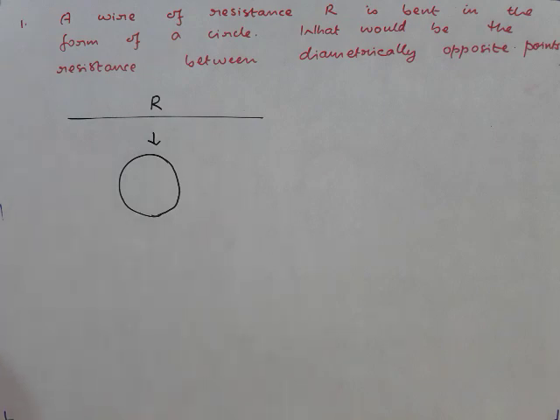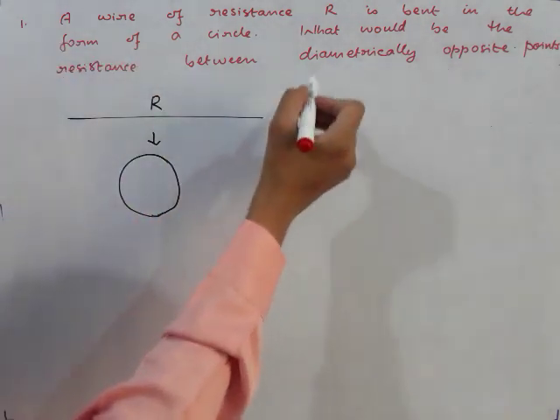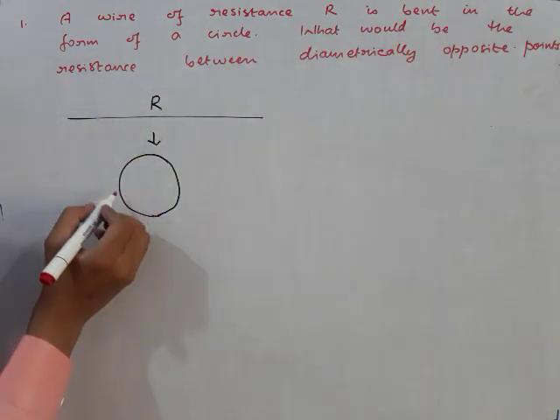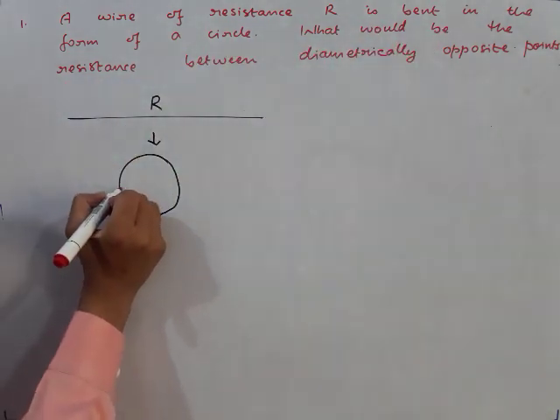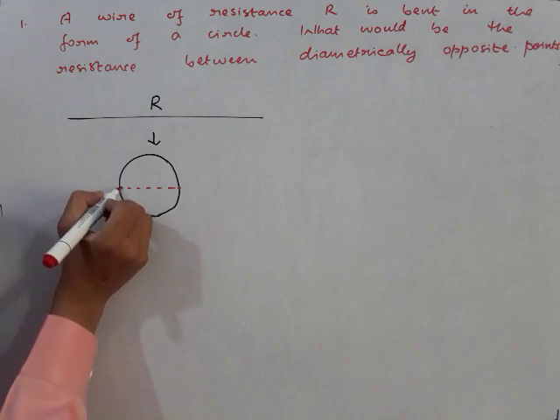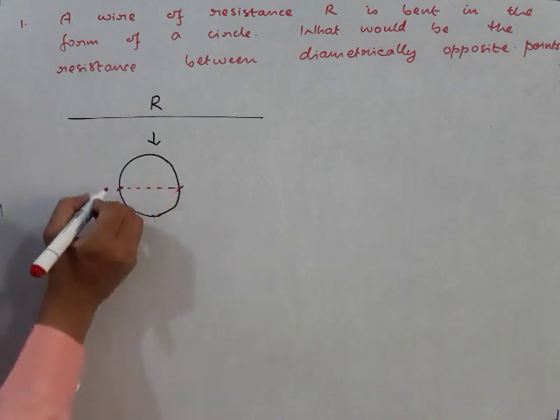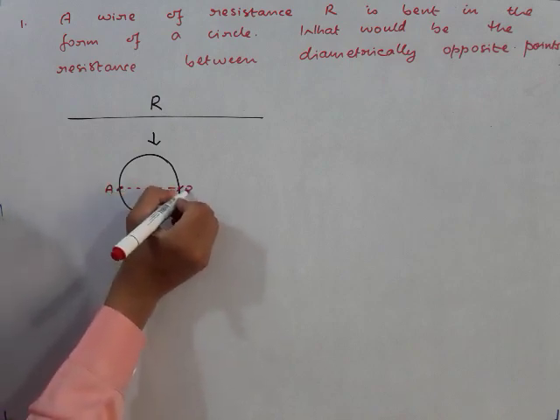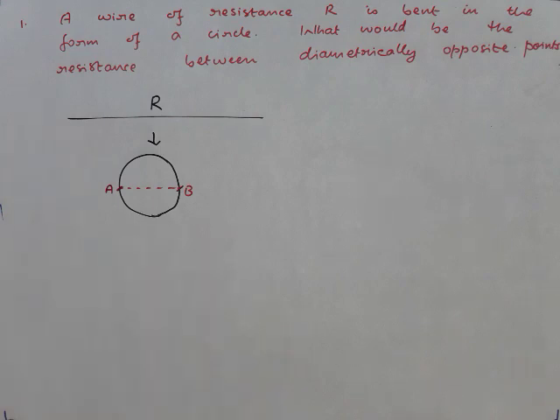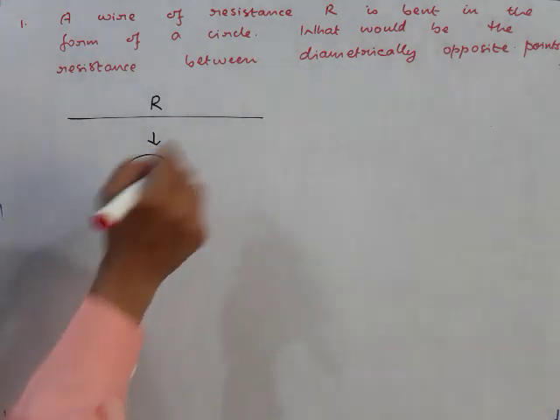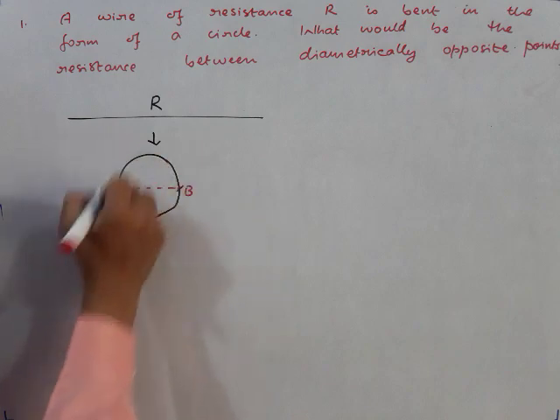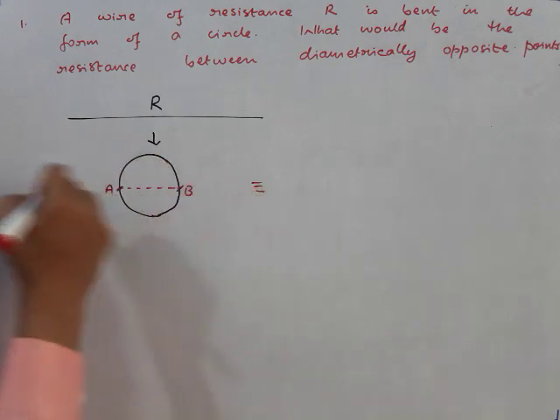You have to find the resistance between diametrically opposite points. What would be the resistance between diametrically opposite points? Choose any diameter. So these are the endpoints of the diameter. I'll call these endpoints A and B. So you have to find the net resistance between the points A and B. Now this figure I will redraw it like this.